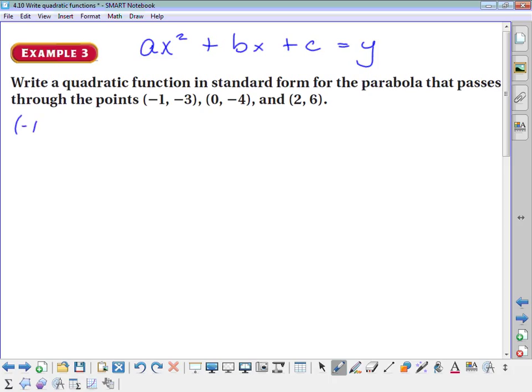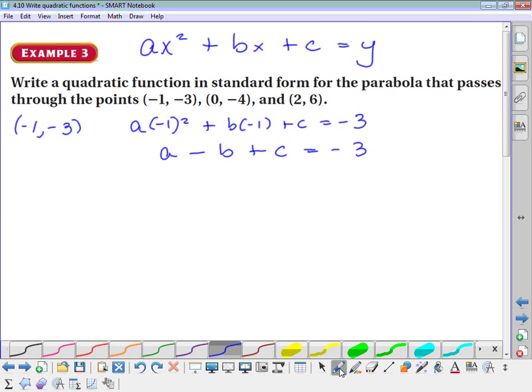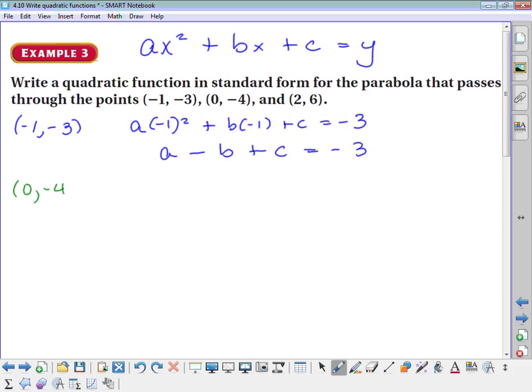So for negative 1, negative 3, I put in a negative 1 for x, and I put in the negative 3 for y. So when I simplify that, negative 1 squared is positive 1, so I have a minus b plus c equals negative 3. Now I'm going to do the same with the point 0, negative 4. A times 0 squared plus b times 0 plus c equals negative 4. So in this case we got lucky, everything cancels out except for the c. We have that c is equal to negative 4.